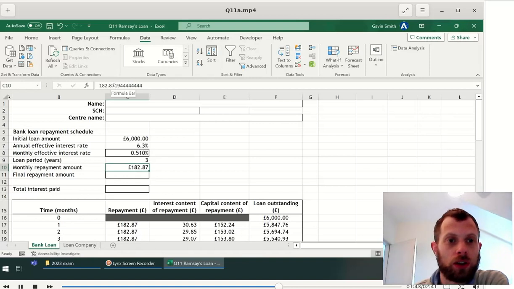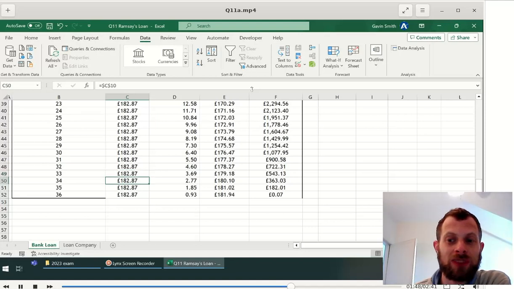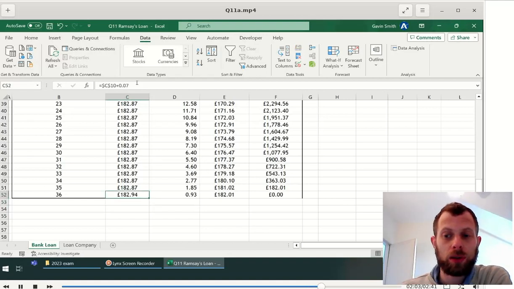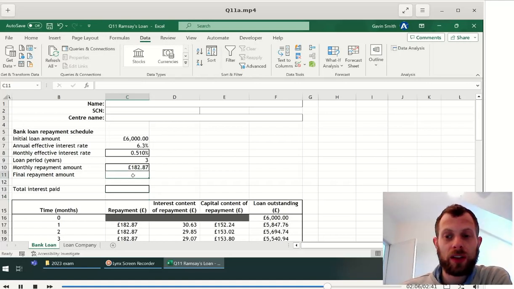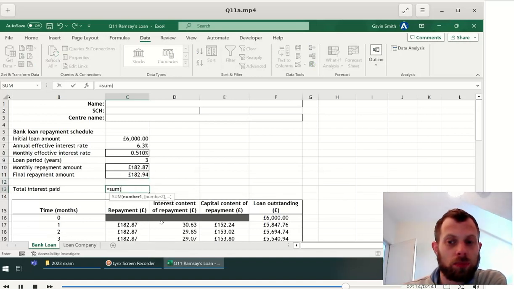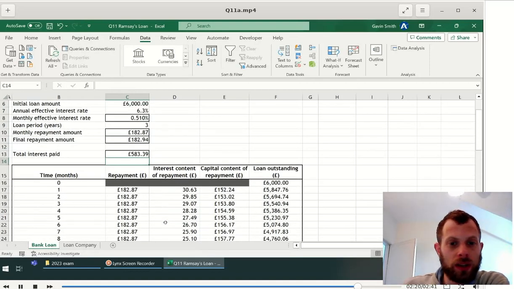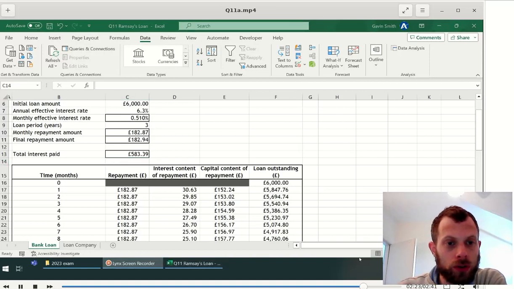Now, we're not done because we cannot pay that small fraction of a penny off every month. So you have to manually round it to 2 decimal places, and you'll see the final balance there is 7 pence. So we make the final payment 7 pence greater. Now, if you'd rounded your repayment up to the nearest penny, then you would have paid off too much, and you would make your final repayment smaller. So there's 2 ways you could do it. It doesn't matter which one you do. For the total interest paid, you can use the sum function on the range for the entire column of interest, and that is what you will get there for your total interest paid.